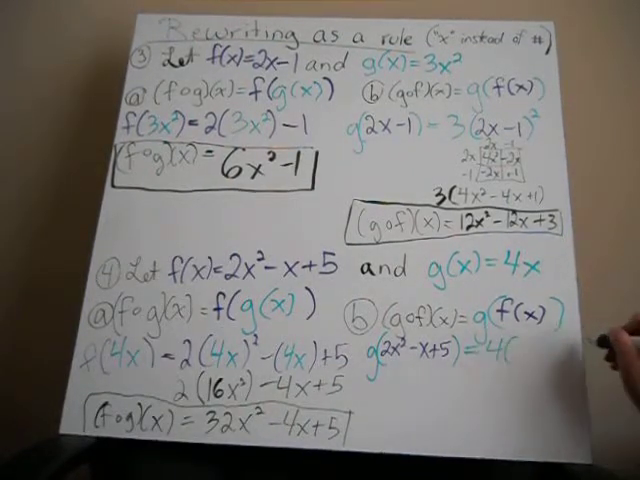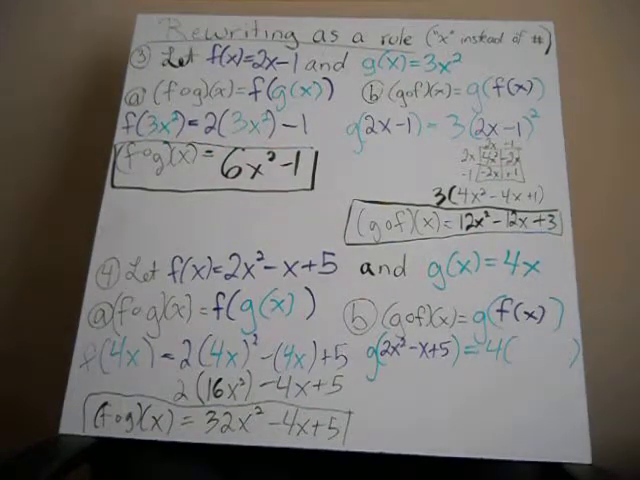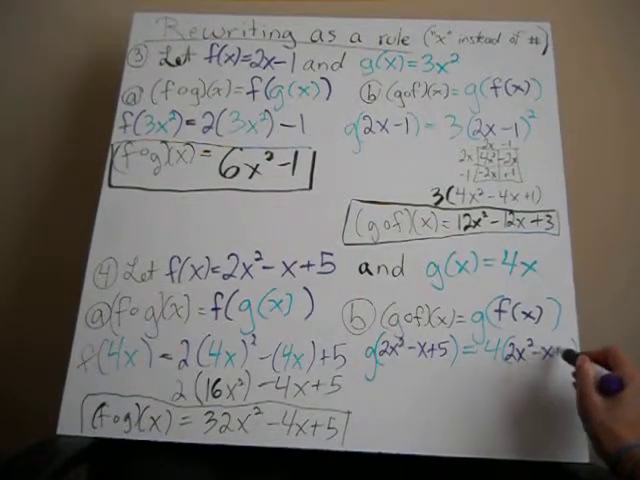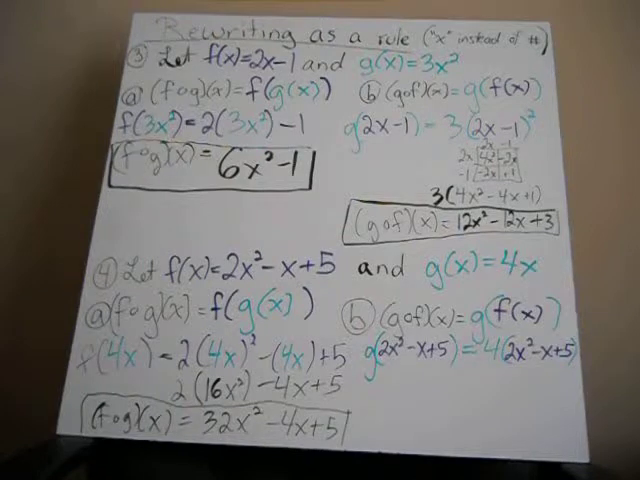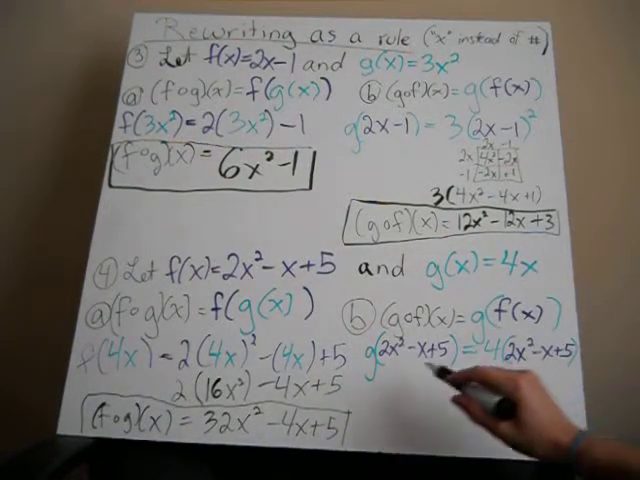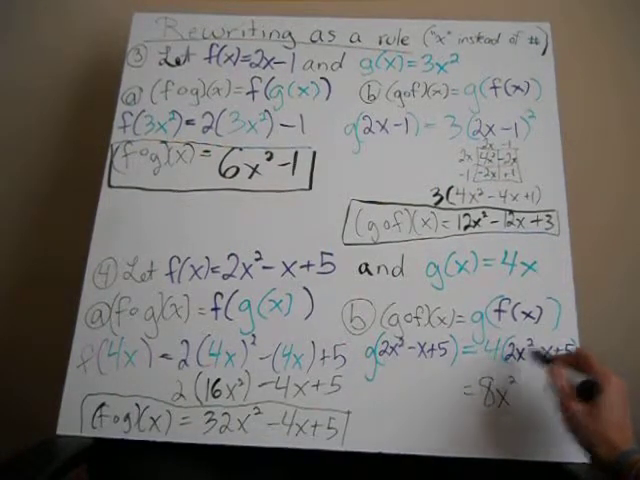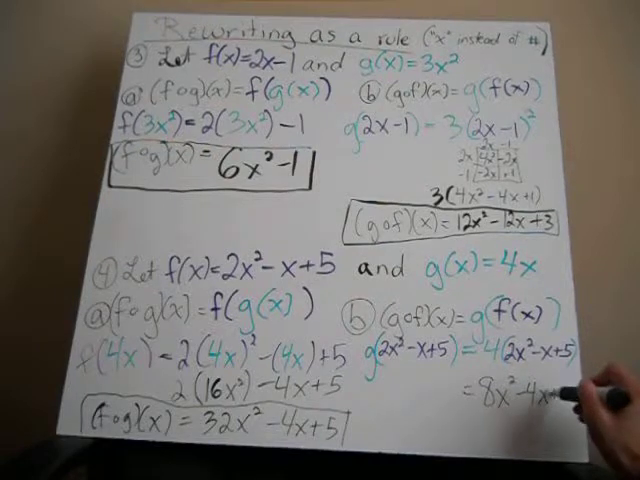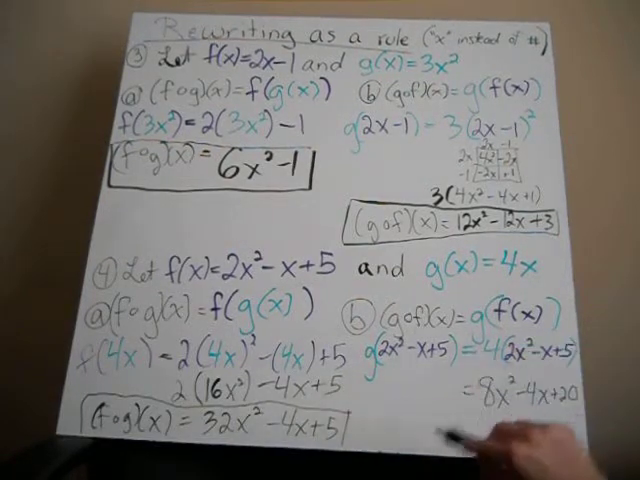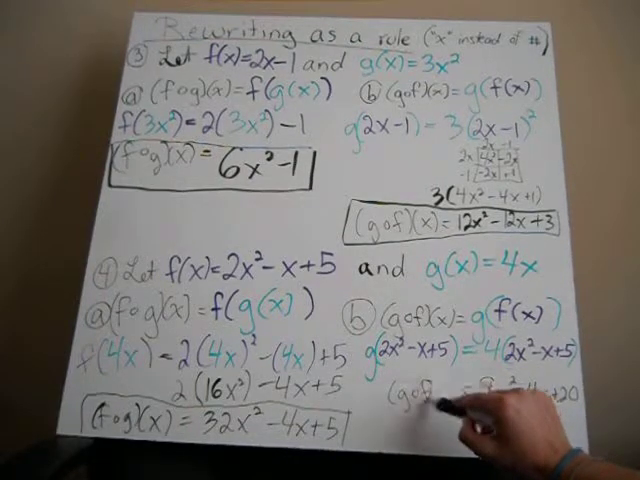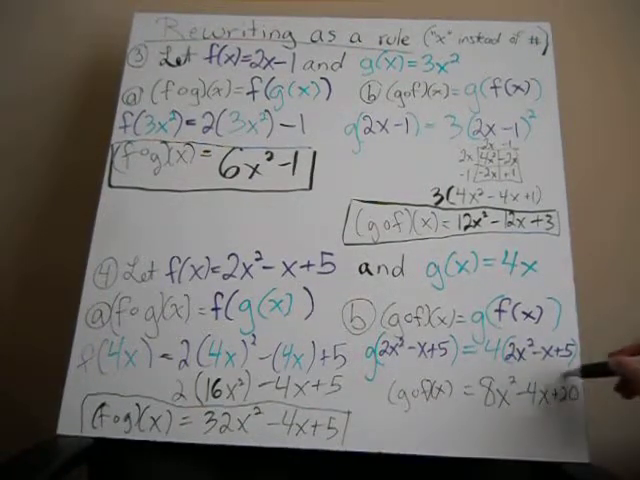So where that x is after that 4, I'm going to substitute that mess, 2x squared minus x plus 5. And then my next step is to distribute 4 to every number there. So that becomes 8x squared minus 4x plus 20. And that is our final answer. There's no further way to simplify that. So g of f of x is equal to that.